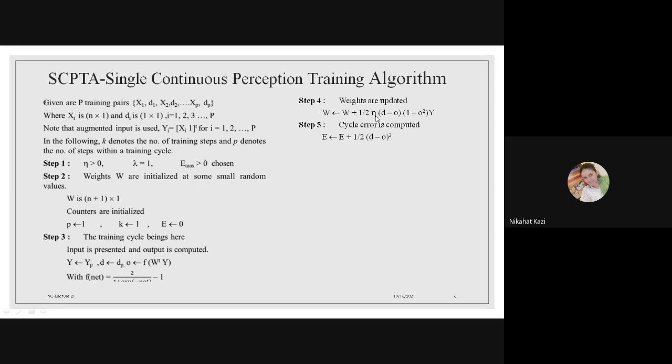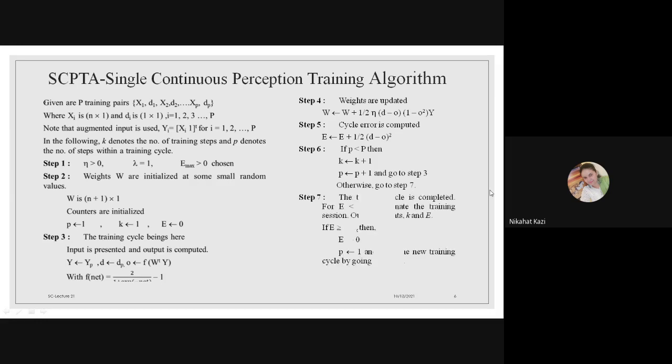So based on this, the weight update equation is learning rate or learning constant times (d minus o) times f dash of net. In this case, since it is bipolar sigmoid, it is half of (1 minus o square), times y. So this is the weights. Then you compute the cycle error. And then you do this for all the remaining patterns. So you repeat these steps for all the remaining patterns, right?